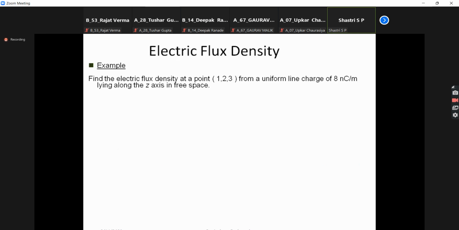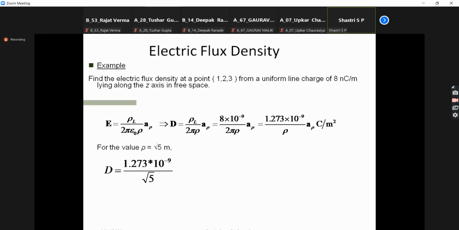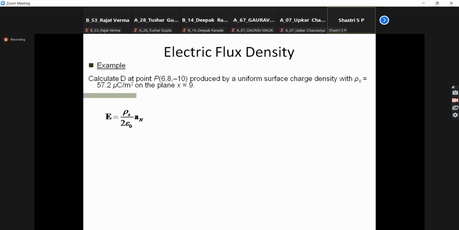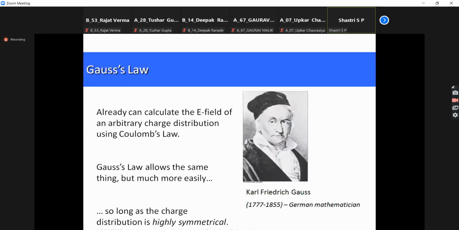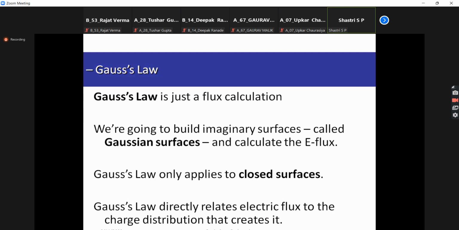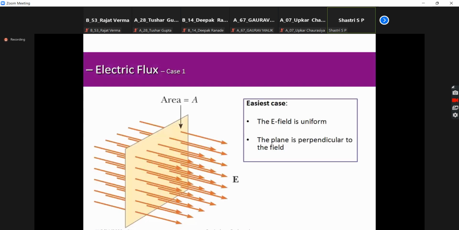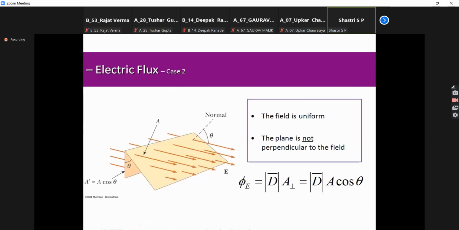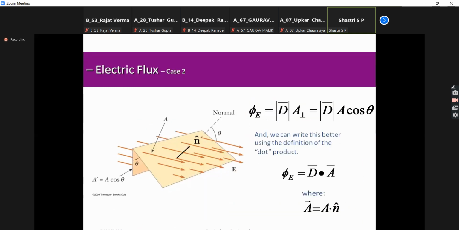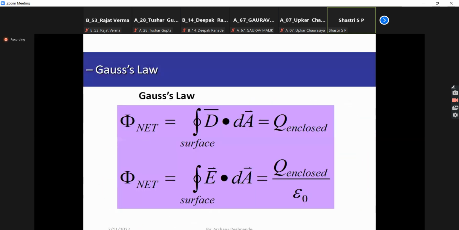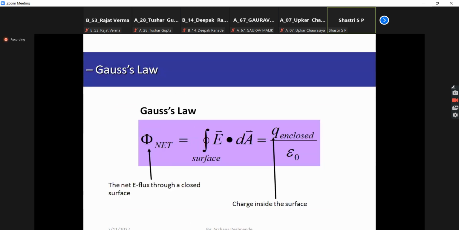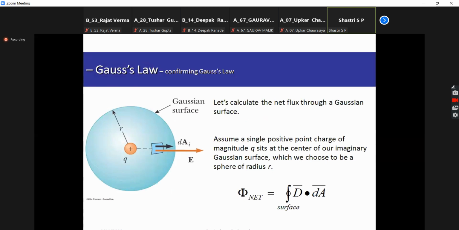Flux density that we have to discuss, but that requires a good background of flux. Sorry, not the flux density. Okay, so this is Gauss law. Gauss law is just a flux calculation. So this is the flux which is coming from a sheet of charge. This is the formula for the flux that we will see later on. Gauss law, okay, this one.